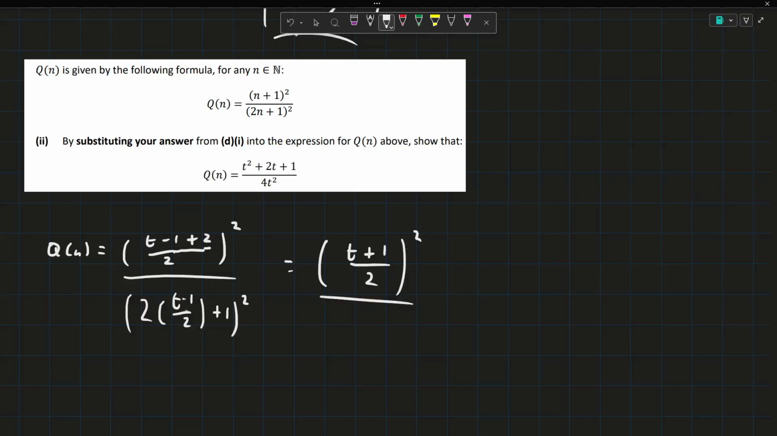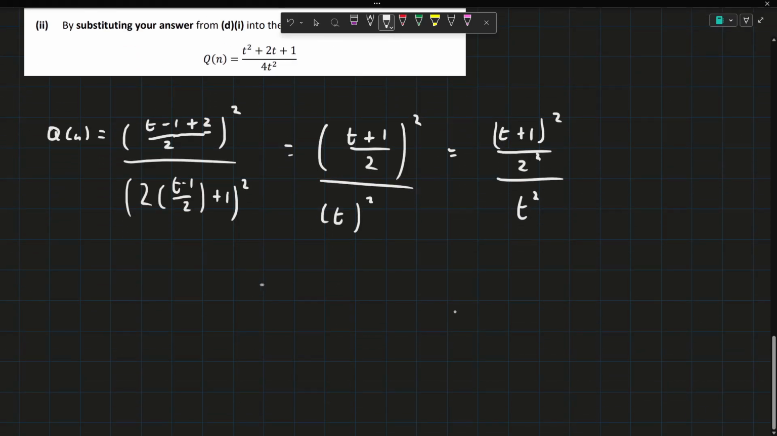And then here we're going to get t minus 1, because those 2's will cancel each other out, multiplying and dividing by 2. And then we have plus 1 squared, and then minus 1 plus 1, obviously they cancel each other out, so we just have over t squared. So now, when we're squaring a fraction, we square the top, so we'll have t plus 1 squared over 2 squared, all over t squared. Okay, so then we can continue simplifying.